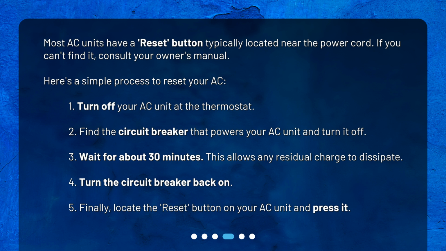1. Turn off your AC unit at the thermostat. 2. Find the circuit breaker that powers your AC unit and turn it off. 3. Wait for about 30 minutes. This allows any residual charge to dissipate. 4. Turn the circuit breaker back on. 5. Finally, locate the reset button on your AC unit and press it.